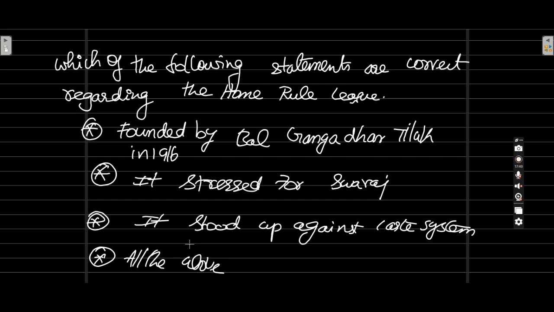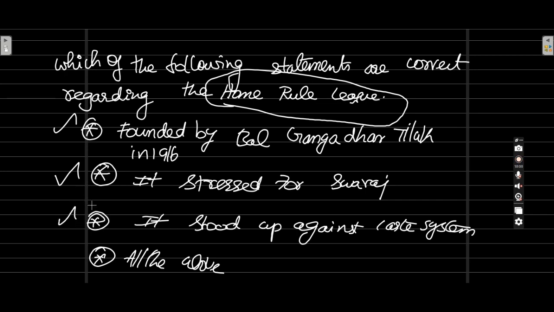So the Home Rule League. Yes, this is correct. It was founded by Bal Gangadhar Tilak in 1916. Very well, correct. Yes, it is a thrust for Swaraj. So this is also correct. It stood up against the caste system. So this is also correct. So the answer is everything, all the above.